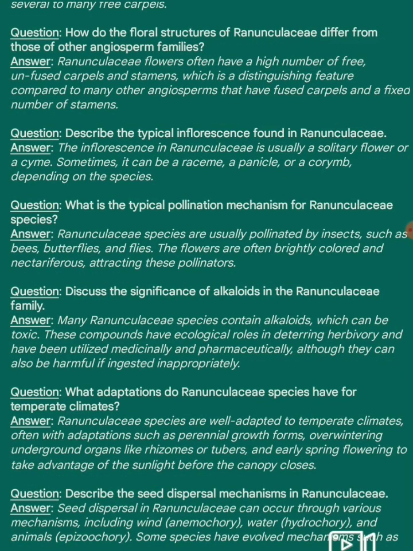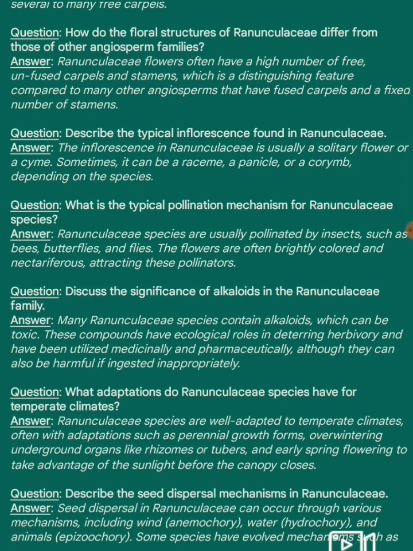Next question. Describe the typical inflorescence found in Ranunculaceae. Answer. The inflorescence in Ranunculaceae is usually a solitary flower or a cyme. Sometimes it can be a raceme, a panicle, or a corymb, depending on the species.